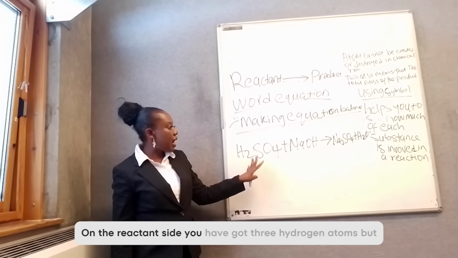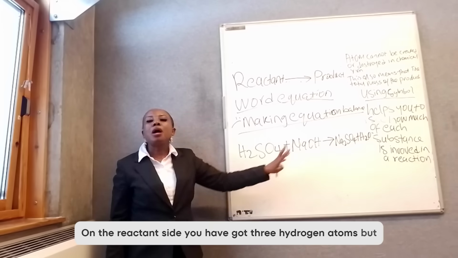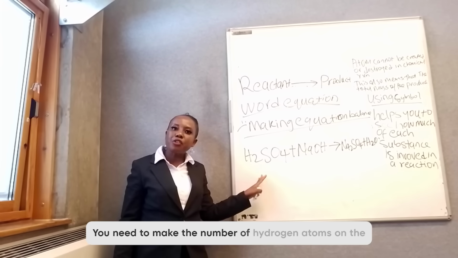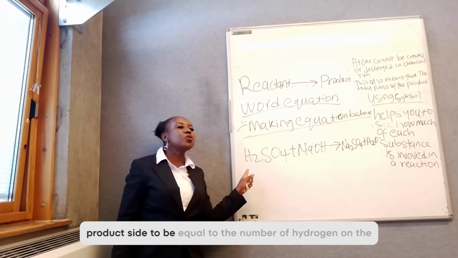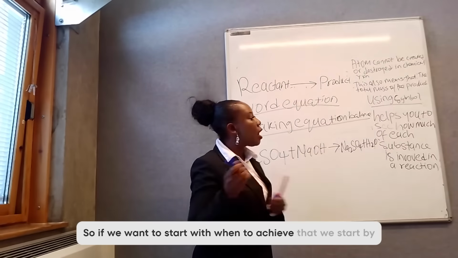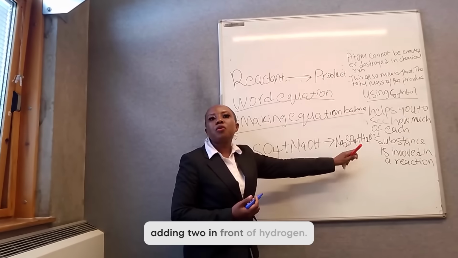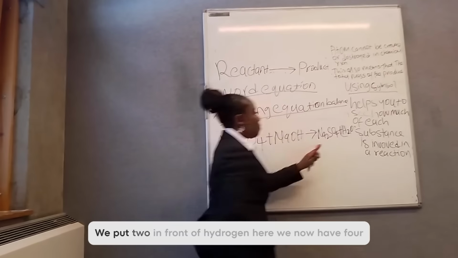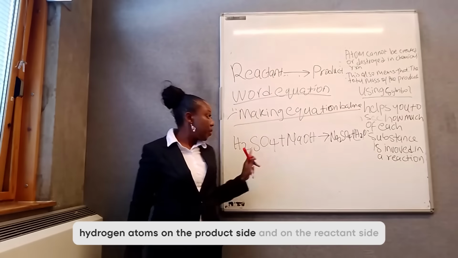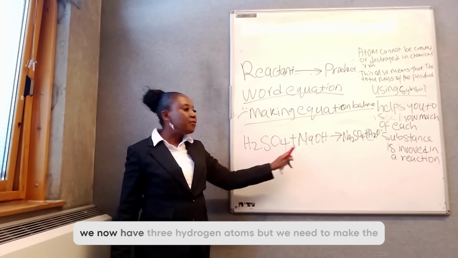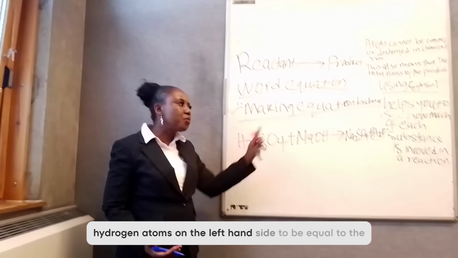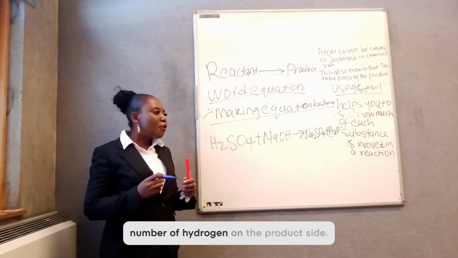On the reactant side, you have got 3 hydrogen atoms, but on the product side, you have got only 2 hydrogen atoms. You need to make the number of hydrogen atoms on the product side equal to the number on the reactant side. If we want to achieve that, we start by adding 2 in front of water. So if we put 2 in front of water here, we now have 4 hydrogen atoms on the product side, and on the reactant side we still have 3 hydrogen atoms.